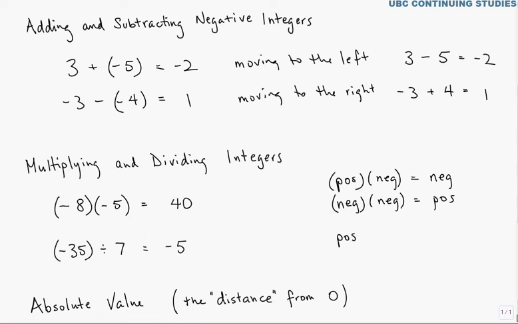So again, if we have a positive divided by a negative, or vice versa, negative divided by a positive, the quotient is negative. And if we have a negative divided by a negative, then the quotient is positive. So negative 35 divided by 7, as I said, you can think of that as a fraction. So negative 35 over 7, same thing, just negative 5.